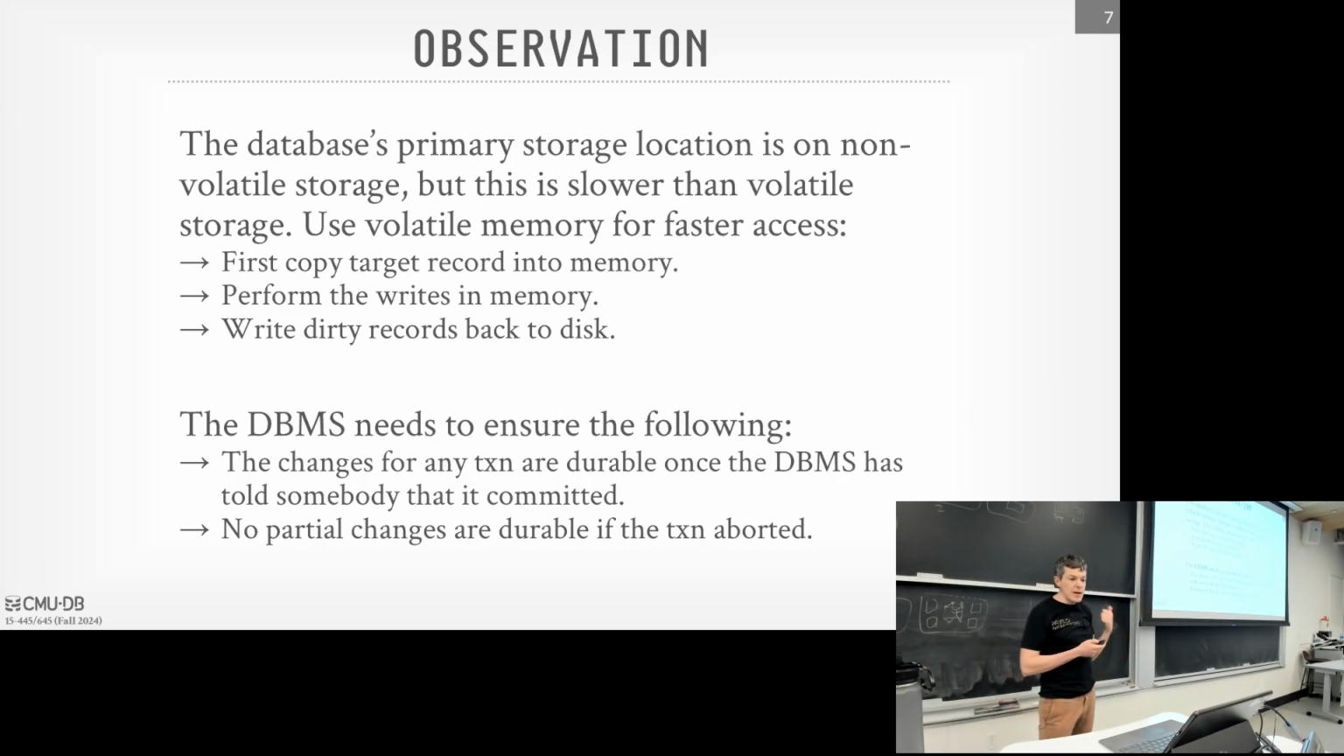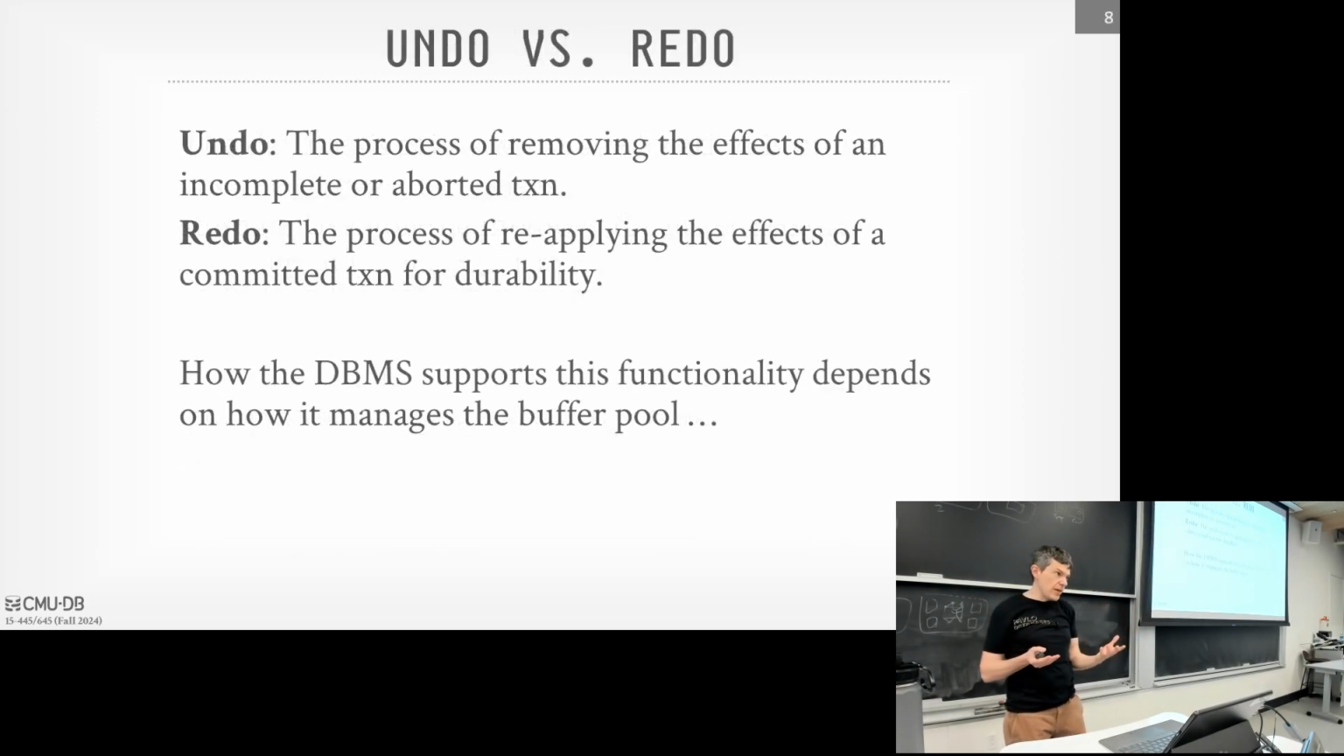So the two key primitives that we're going to rely on to achieve this are undo and redo. Right? And they're exactly as they sound. The undo is going to be the process of removing the effects of transactions that did not complete successfully, because they aborted because the transaction said abort, or the system crashed, or the database system says, because of two-phase locking or OCC, they weren't allowed to commit, so you have to abort. It doesn't matter, the transaction is considered not committed.